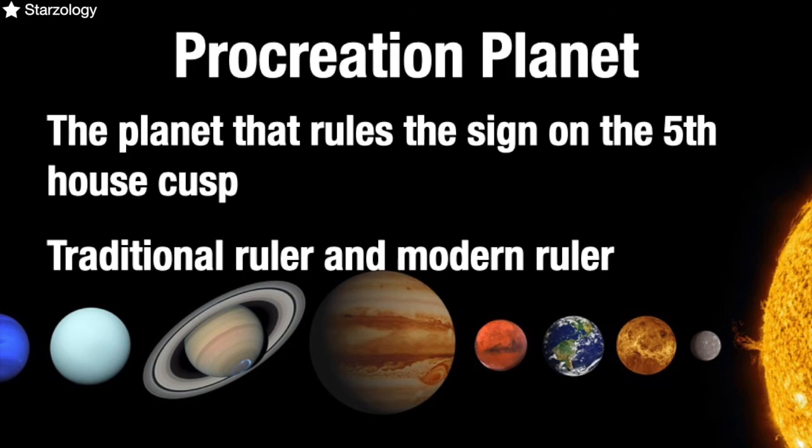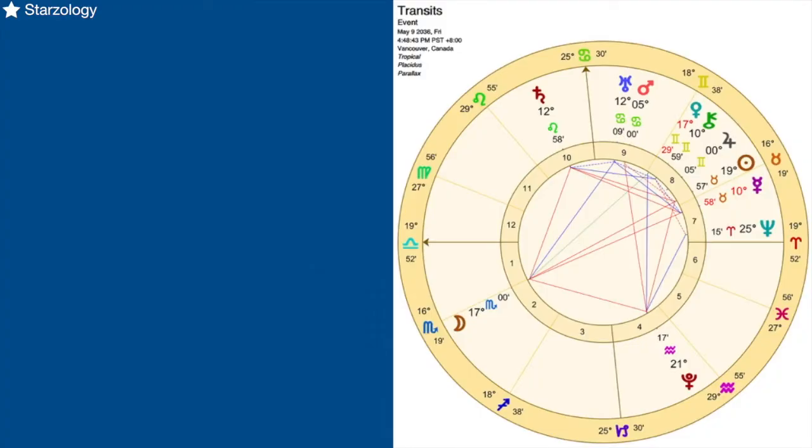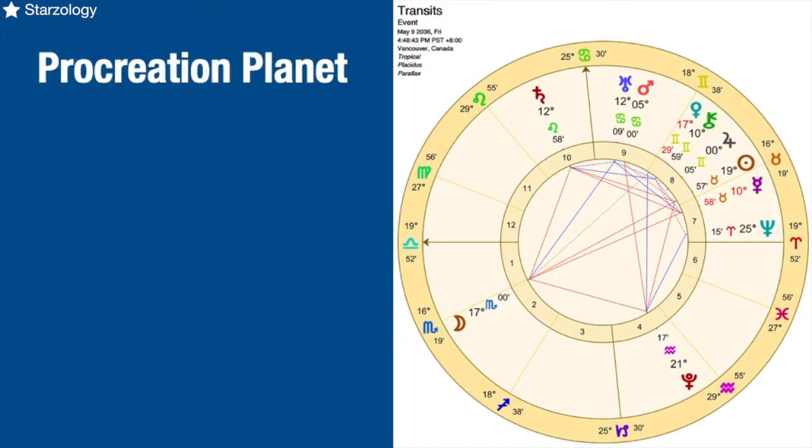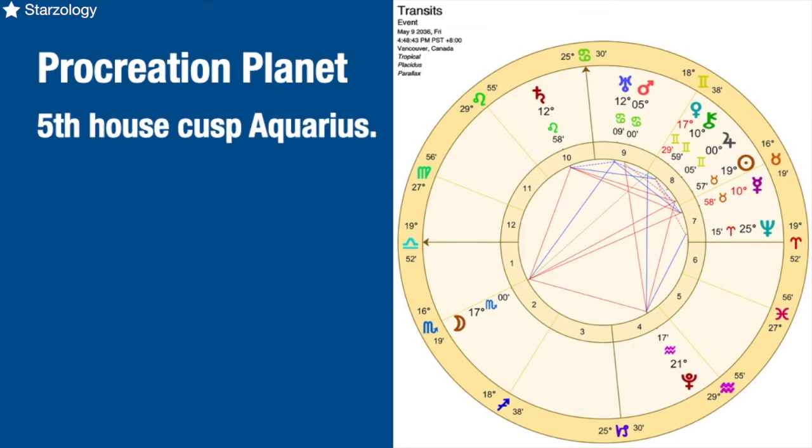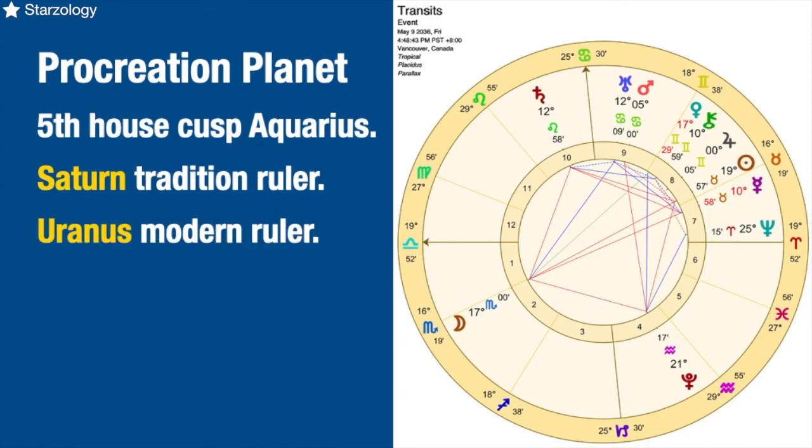Anyway, so let's have a look here, this again with our example chart. So the procreation planet here, let's discover what it is. So we look at the 5th house cusp and we find that this is Aquarius. Therefore, Saturn will be the traditional ruler and Uranus will be the modern ruler, because these are the two planets that rule Aquarius. We can see that Saturn and Uranus are there in her chart, and we're now going to look at these a little more closely to see what is their condition.